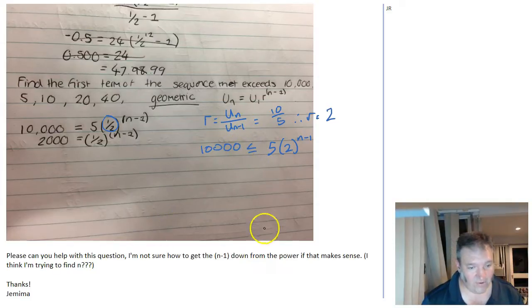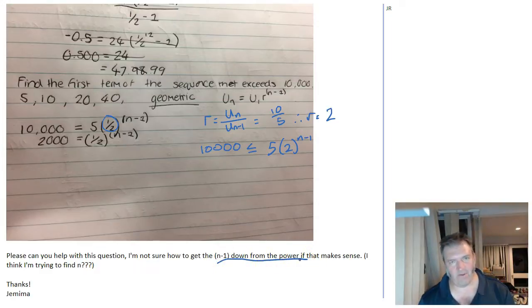Now, this is a very good point. I'm not sure how to get n minus 1 down from the power. It does make perfect sense. We can use logarithms to do it, which we haven't done yet. And given this is going to be a non-calculator exam, the first one, I'll show you how to do it without. Then we'll do it with, just to make sure you can see how to do it both ways, because we probably remember logs from last year.